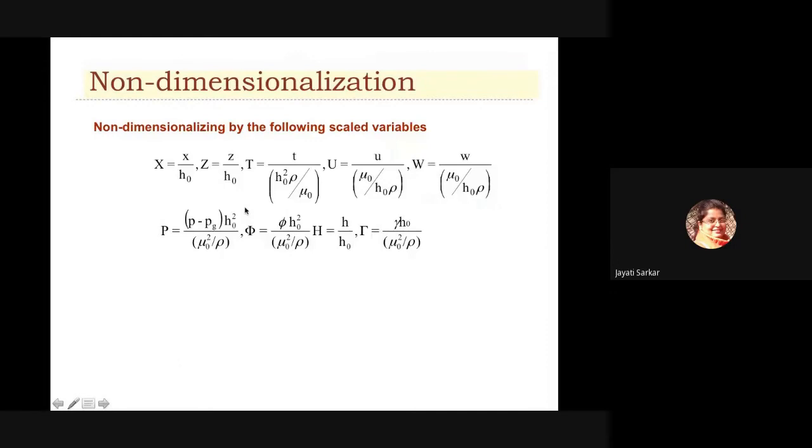So to solve this, one needs to non-dimensionalize the problem. We do this scaling.